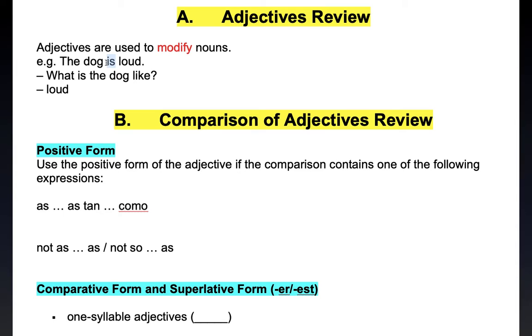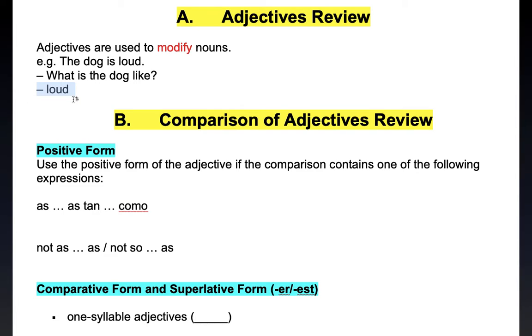Is, in this case, is the verb. Is, en este caso, es el verbo, la acción. And finally, we have loud. Loud, ruidoso. Is the adjective. Es el adjetivo. Why? Because it modifies the nouns. If you want to know if a word is an adjective, si quieren saber si una palabra es un adjetivo, you have to ask this question. What is the dog like? Deben de realizarse esta pregunta. ¿Cómo es el perro? And the answer is loud. Y la respuesta sería ruidoso.